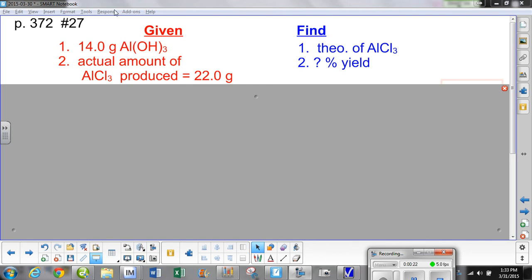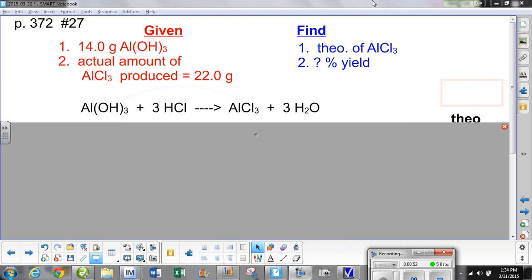So, all of you, if you don't have a given of 14 grams of aluminum hydroxide, and you don't have an actual find under the given, there's actually two givens and two finds. If they're not there, or if the given and find are not there at all, put them in. Because you should be doing all problems this way.